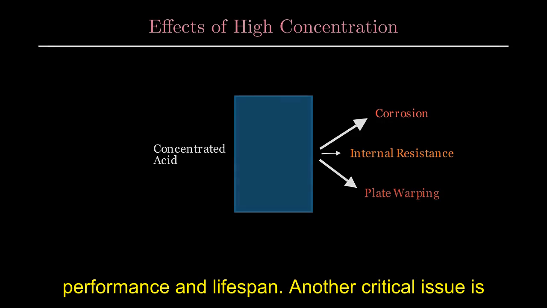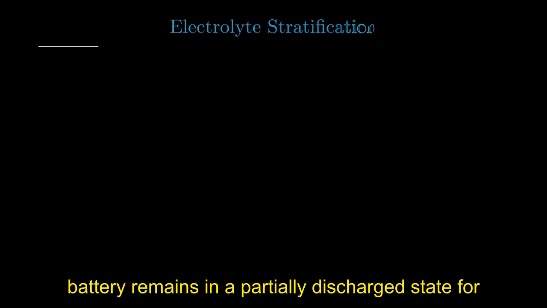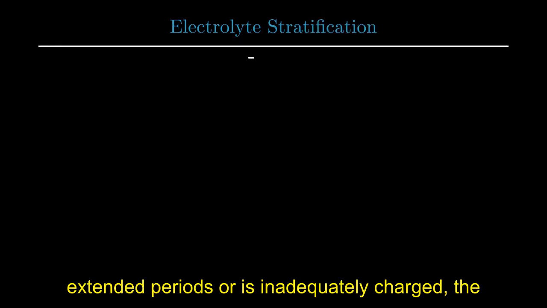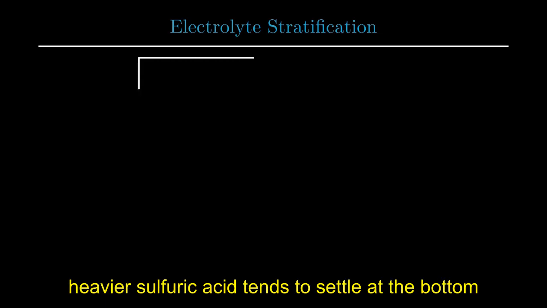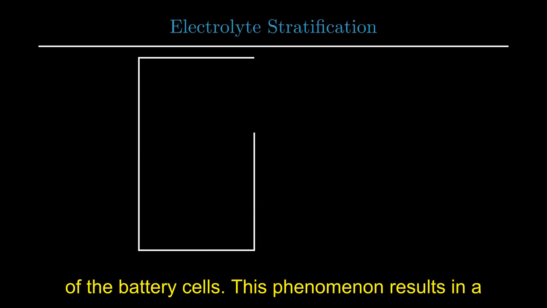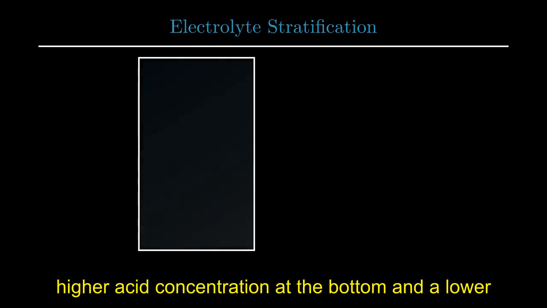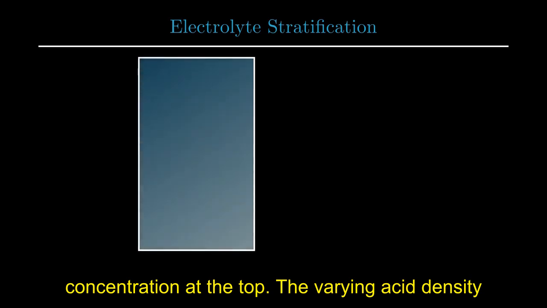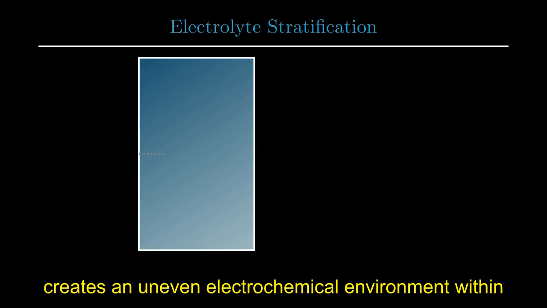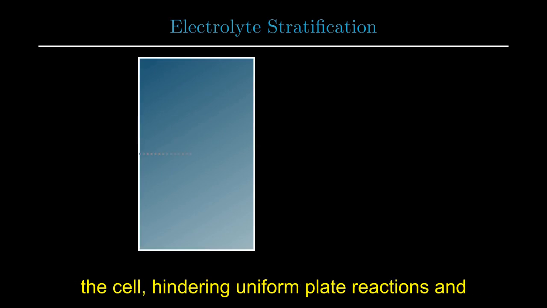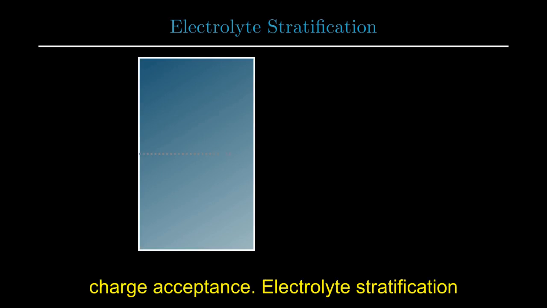Another critical issue is electrolyte stratification. Due to the difference in density between sulfuric acid and water, if the battery remains in a partially discharged state for extended periods or is inadequately charged, the heavier sulfuric acid tends to settle at the bottom of the battery cells. This phenomenon results in a higher acid concentration at the bottom and a lower concentration at the top. The varying acid density creates an uneven electrochemical environment within the cell, hindering uniform plate reactions and charge acceptance.